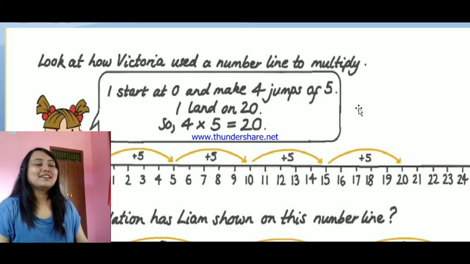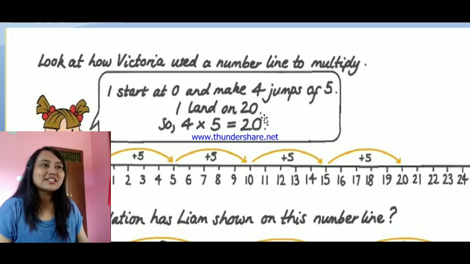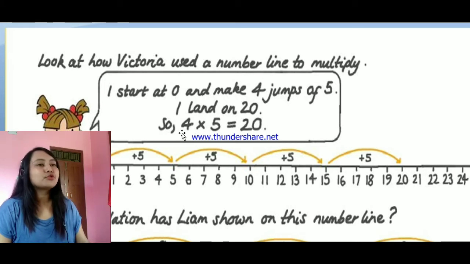Okay. Starting from addition and subtraction, we did both. Now it's time for multiplication. How to multiply using a number line. Suppose a number is given to you, 4 into 5. 4 into 5 means that 4 times we have to jump 5 units forward. That means we have to jump 5 steps, 5 units forward, for 4 times.